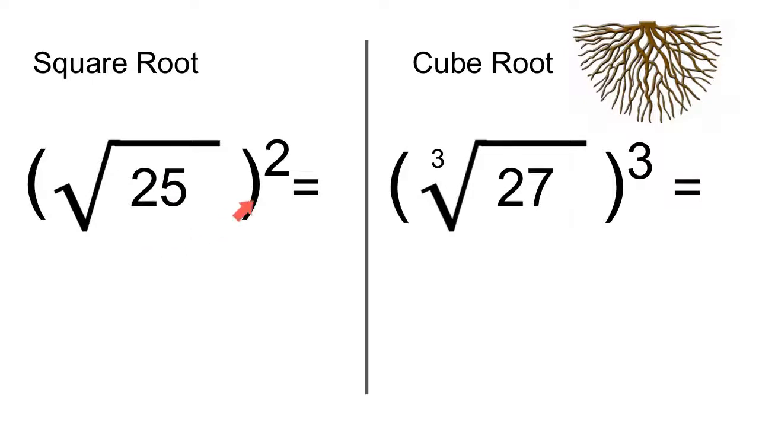Now, I mentioned briefly that squaring and the square root actually undo one another. So when you square a square root, you just get the radicand. So this answer would be 25. The 2 and the square root cancel. Now in the next question, we have the cube root. However, we are cubing it. So when you cube a cube root, you get the radicand once again. They undo one another. They cancel.